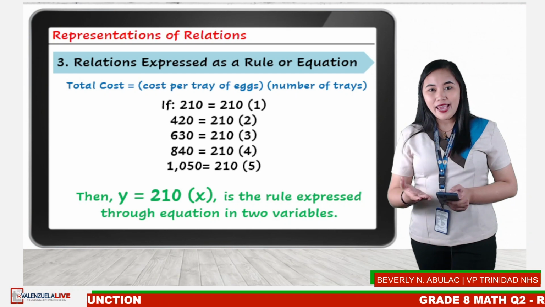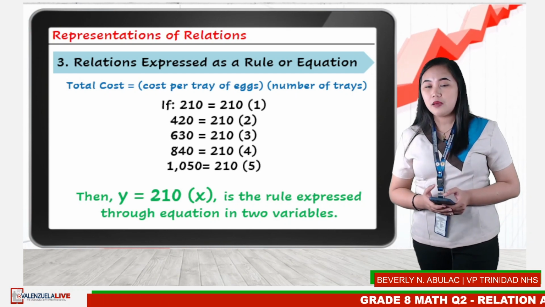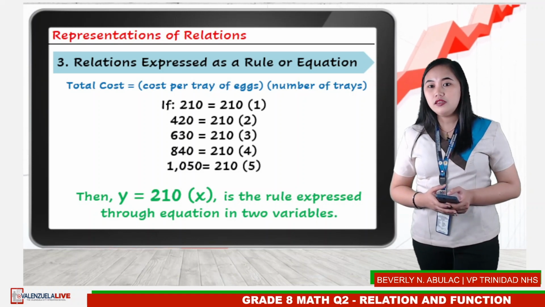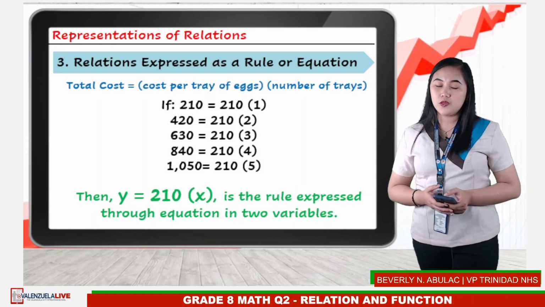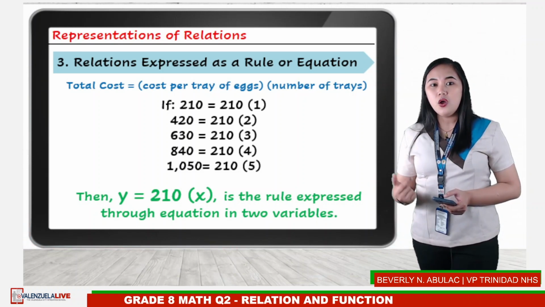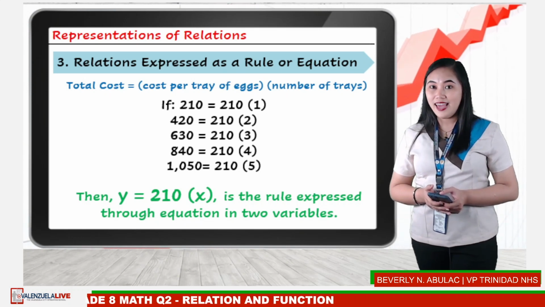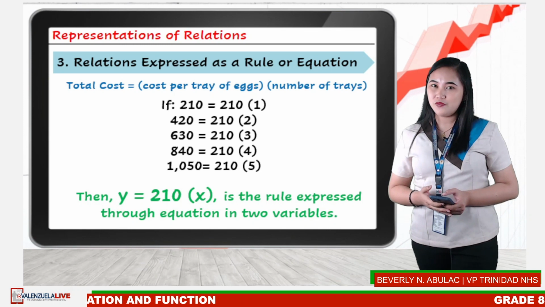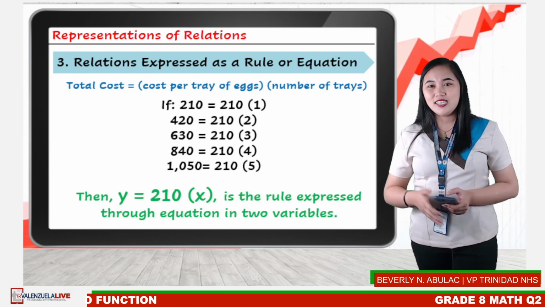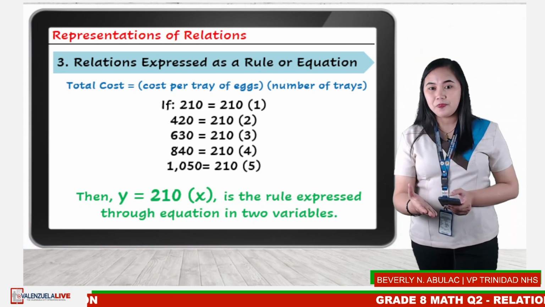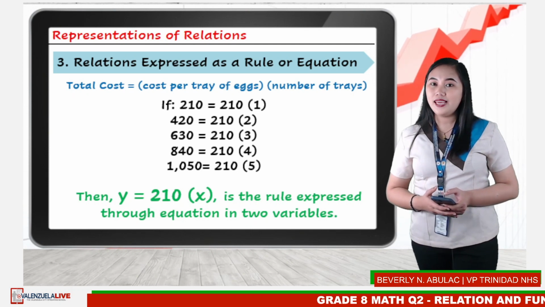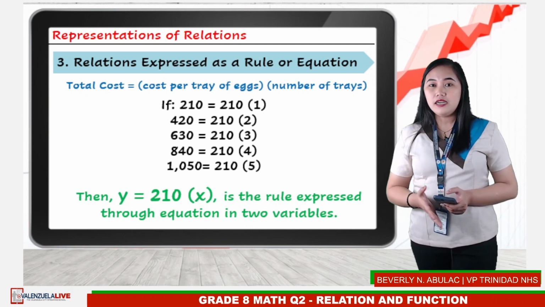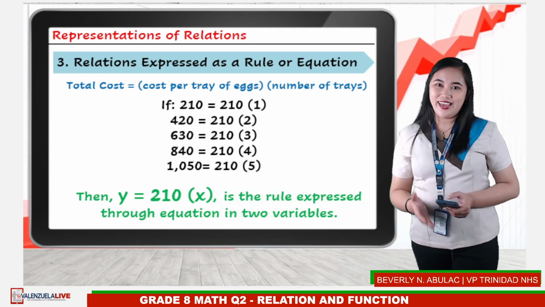Then y equals 210 times x is the rule expressed through the equation in two variables. So using the existing rule, y equals 210x, we can determine the total cost of the number of trays of eggs sold. So the set of values of x represents the domain, and the set of values of y, which represents the total cost in pesos, represents the range.